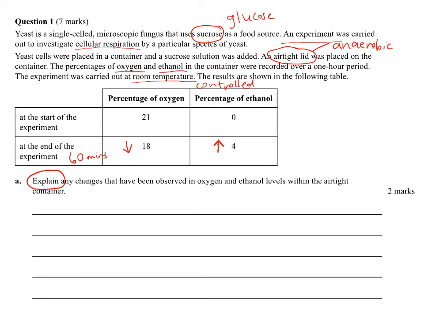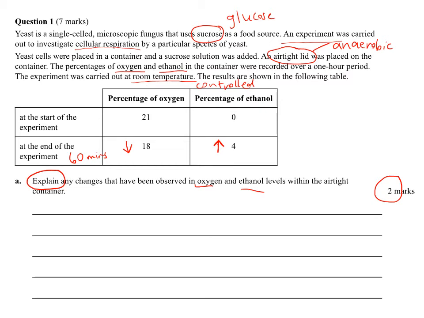Explain any changes that have been observed in the oxygen and ethanol levels within the container. This is for 2 marks. This is a very big difference to if it said, for example, outline any changes. Okay. When it says explain the changes, you need to explain why this has happened. So you don't just need to say that the oxygen decreased. You need to explain why.